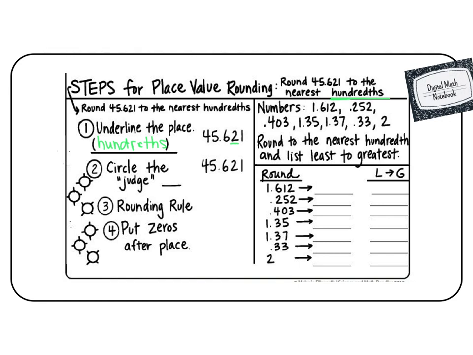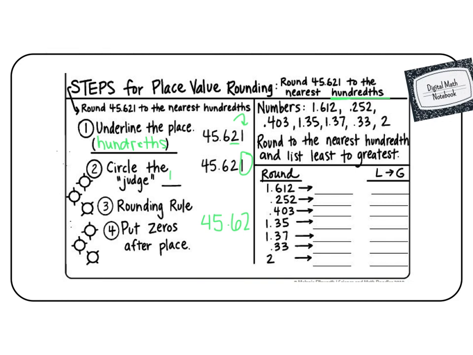Our next step says we're going to circle the judge. The judge is the number next to it. Sometimes we put an arrow to it like this. For now, we're going to circle. So the 1 next to it, the judge, which is going to tell us to round up or round down, is a 1. So our rule, remember, is that if it's 5 or more, we round up, and if it's 4 or less, we round down. So 1 is less, so then we put zeros in any place afterwards. So we would write this as 45.62 because it stays the same.